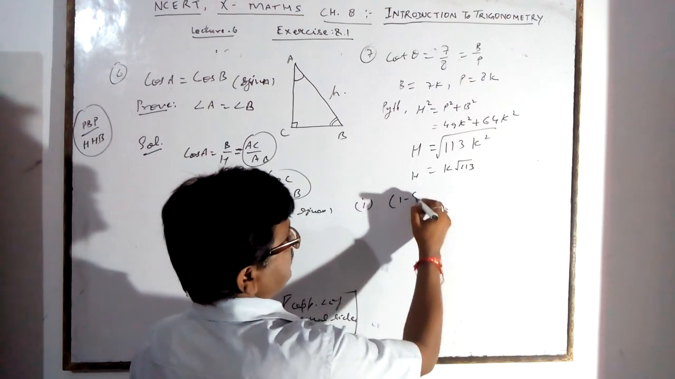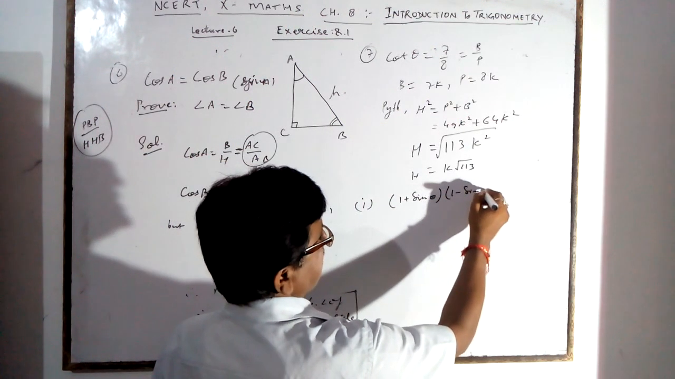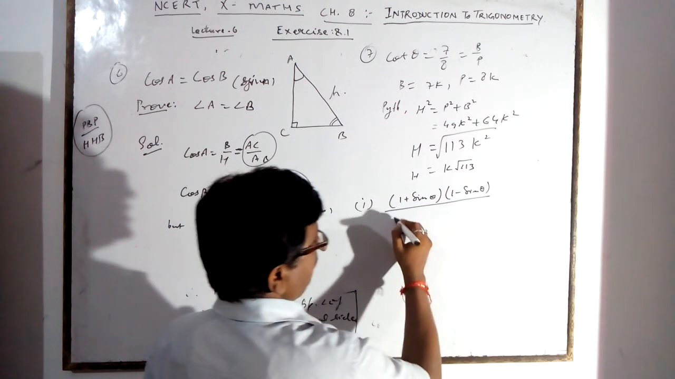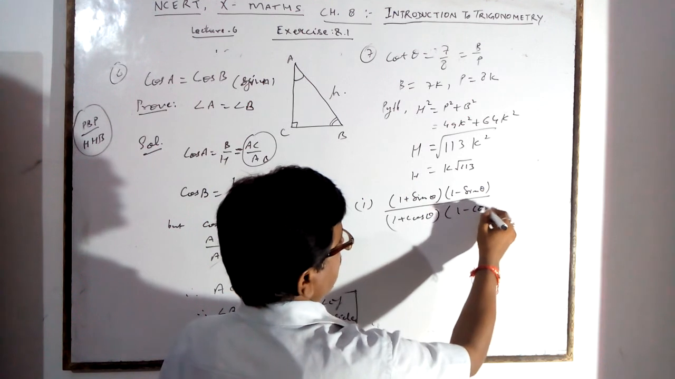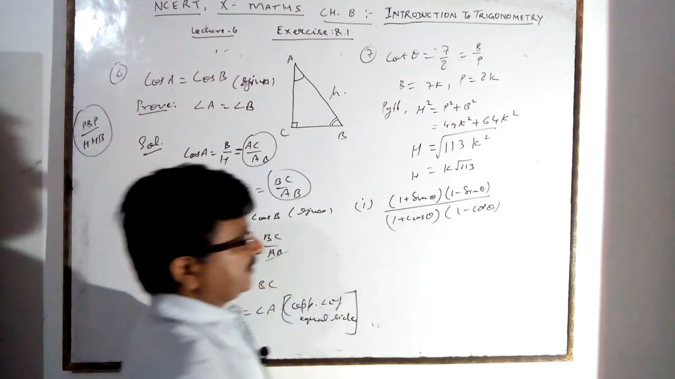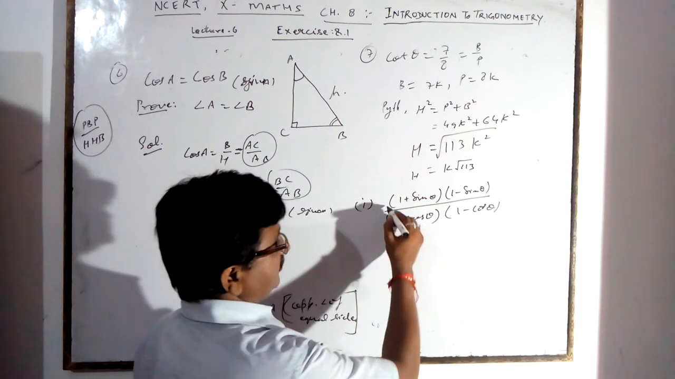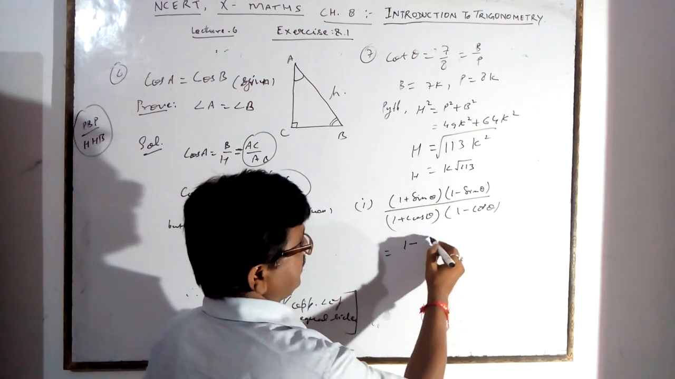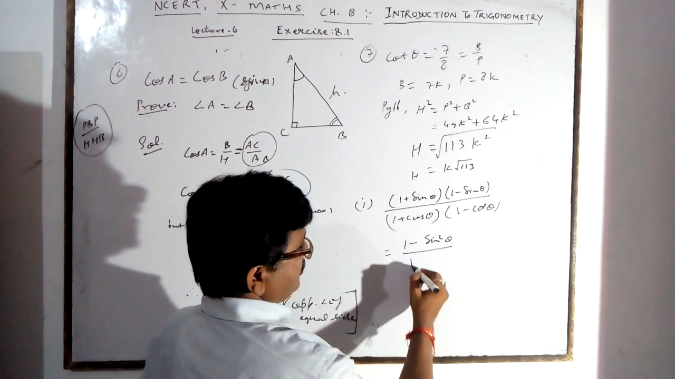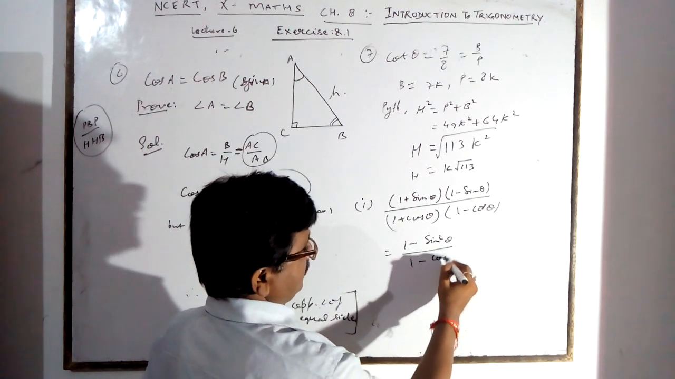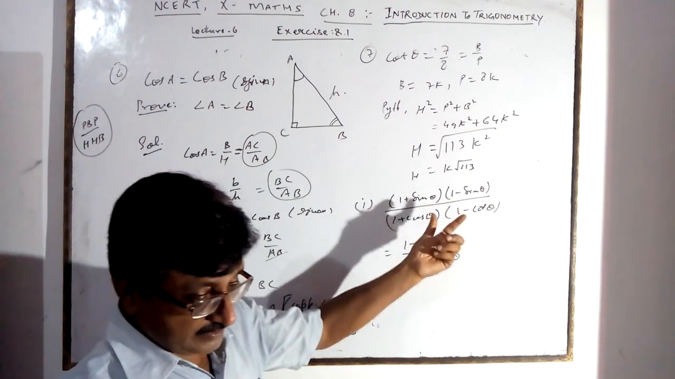Now the first part of this question is given. Find (1 plus sin theta) in one bracket, (1 minus sin theta) in another bracket, upon (1 plus cos theta) into (1 minus cos theta). Both are a plus b, a minus b, you can apply, or you put the value, it depends on you. A plus b, a minus b, a square minus b square. 1 minus sin square theta upon 1 minus cos square theta, applying the formula, third identity of algebra, a plus b, a minus b.